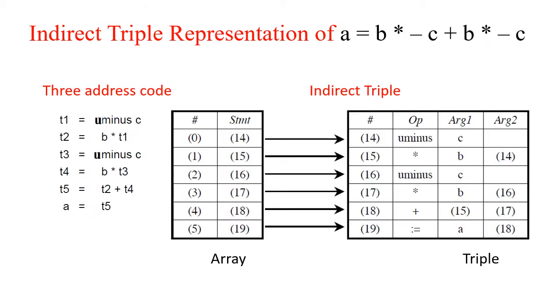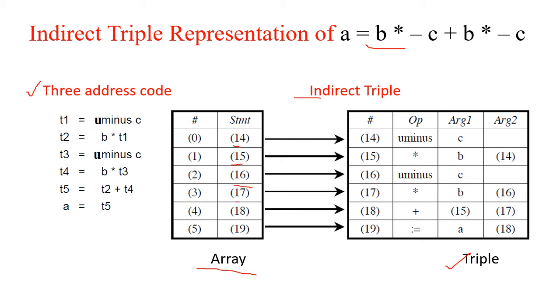This is the indirect representation of the same statement. We have to construct the 3-address code. After constructing the 3-address code, we require the triple representation, and in the case of indirect triple we require an additional array. What does that array contain? That array contains the memory locations of the instructions.